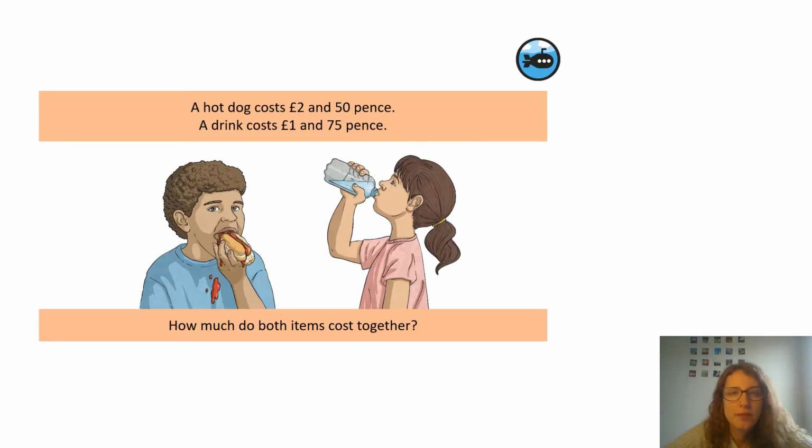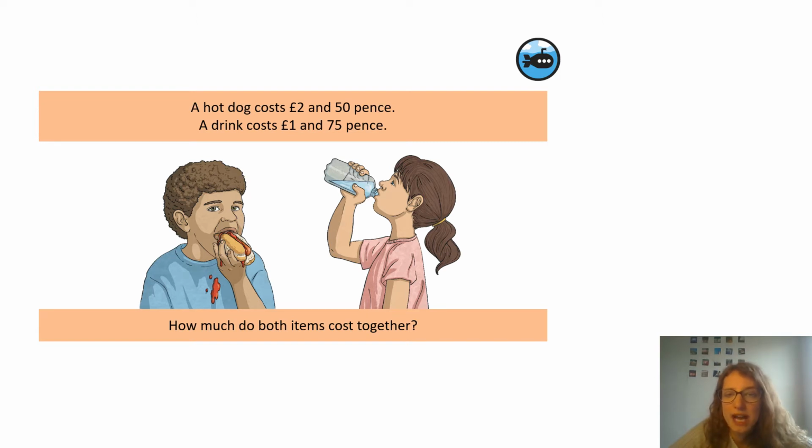Okay, so I'm feeling a bit hungry. I want a hot dog, which is going to cost me £2.50, and a drink, which is £1.75. How much do both items add together, cost together? Okay, so you need to add those two costs. Choose the method you find easiest. So you might want to do a number line, bar model, you choose. Okay, come back when you've got an answer.